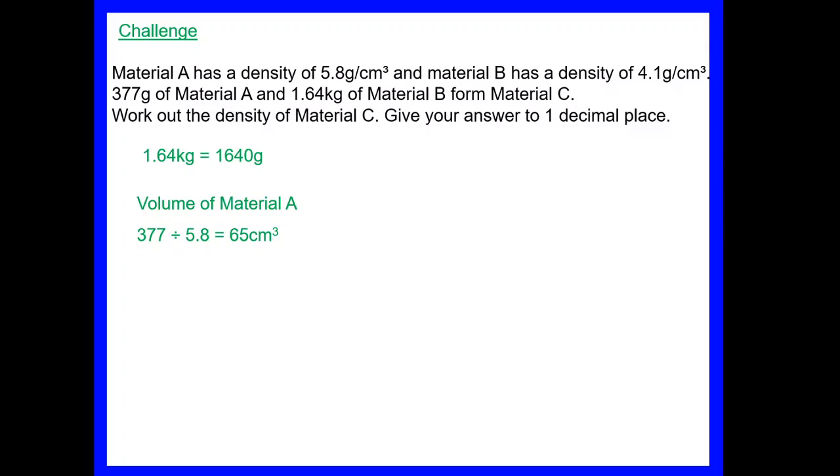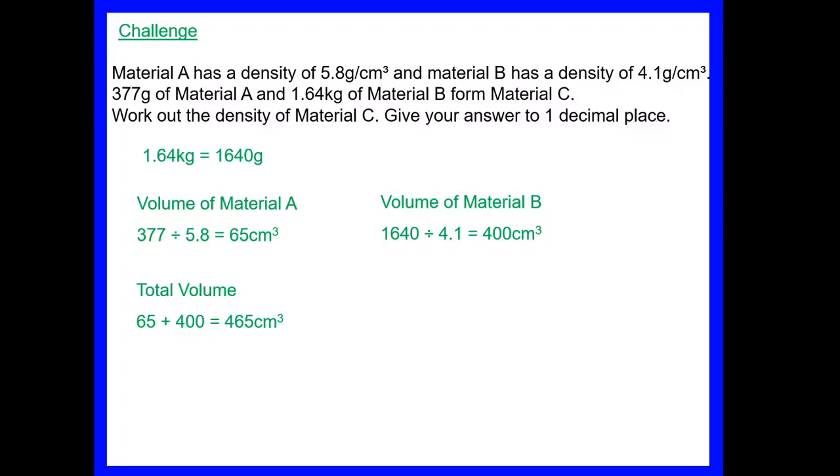Okay, now we need to do the same for material B. So for material B then, material B was in kilograms and we wanted it in grams, so we've just changed that up here to 1,640 grams, so we can use that for material B. So the volume of material B, 1,640 divided by 4.1, its density, gave us 400 centimetres cubed. So now we can find the total volume. So if we add those two together, the total volume of material C is 465 centimetres cubed.